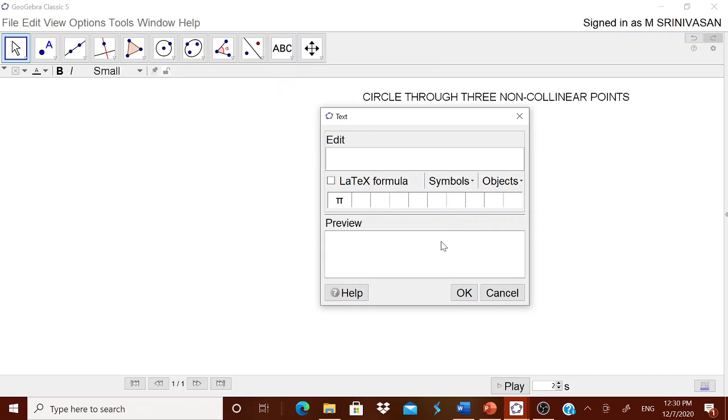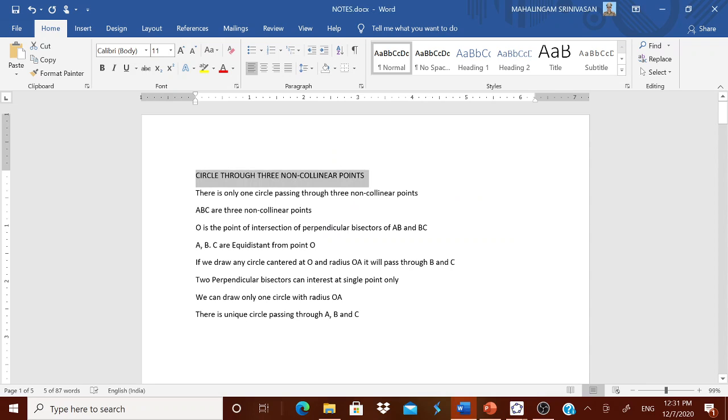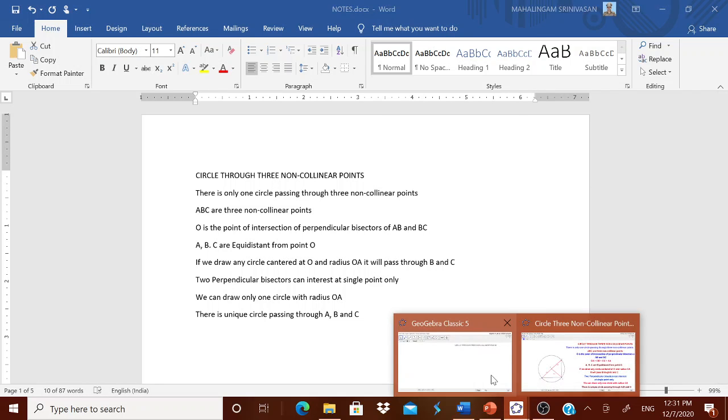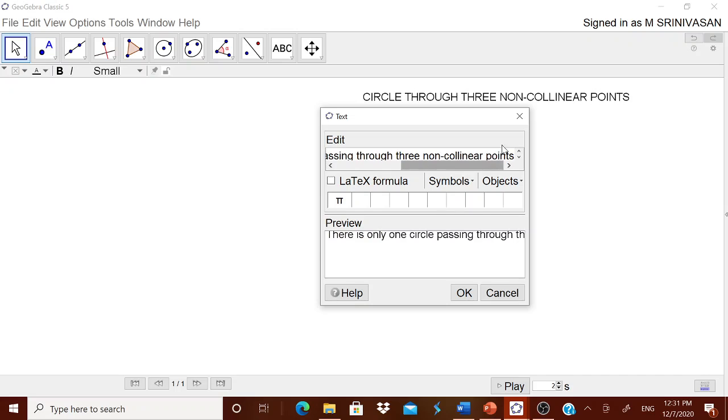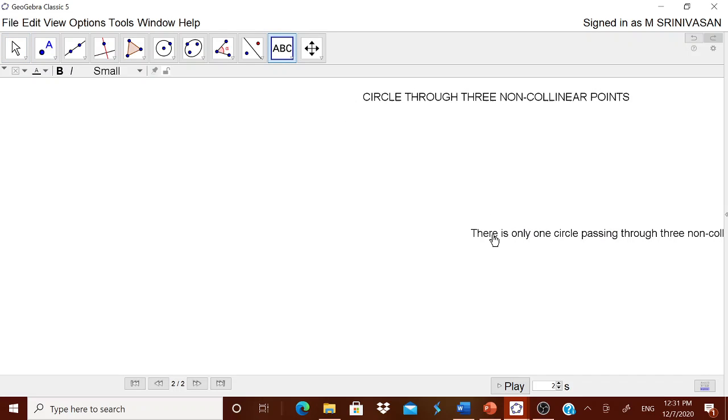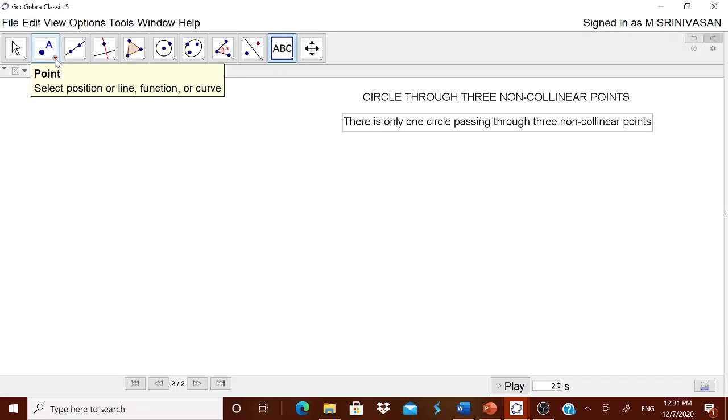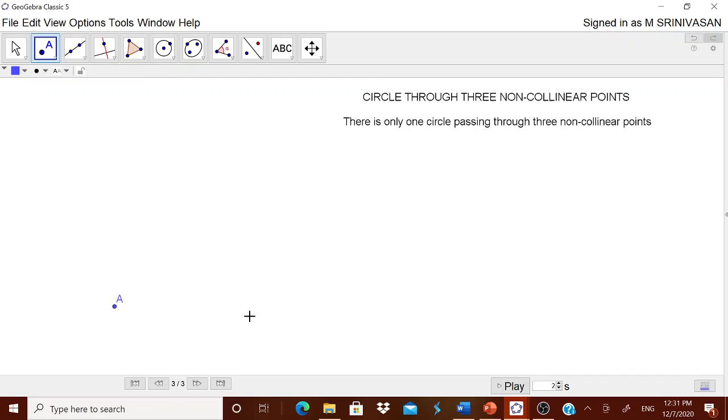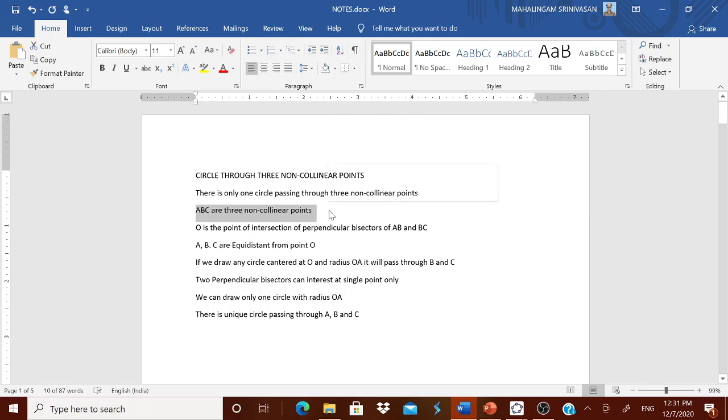Well, now let me go for the next statement of the theorem. There is only one circle. So I'm selecting it and copying it. There is only one circle passing through three non-collinear points. I will put it over here. Well, okay. Let me take three points now as per my convenience. Point number 1, point number 2, and point number 3. Good. Okay. Now we will declare that these are the three non-collinear points.